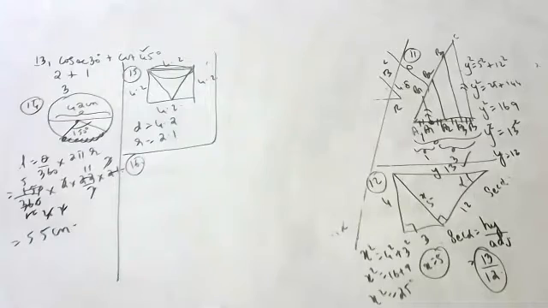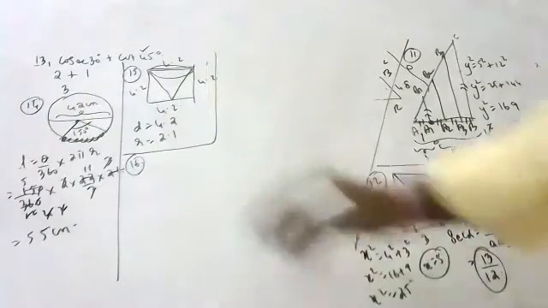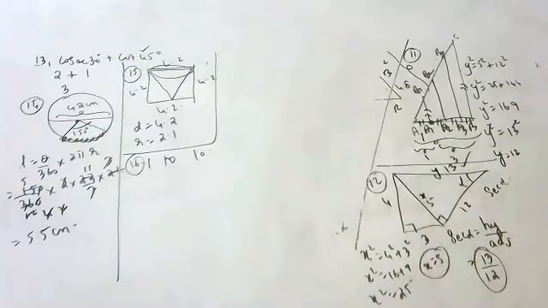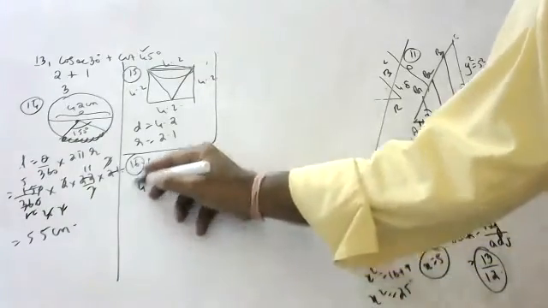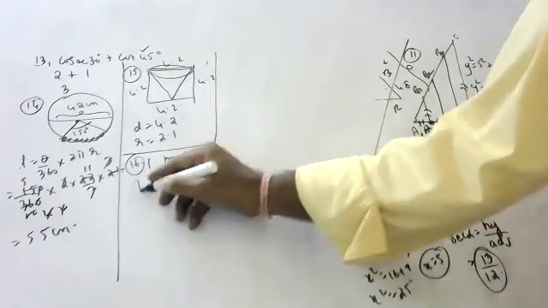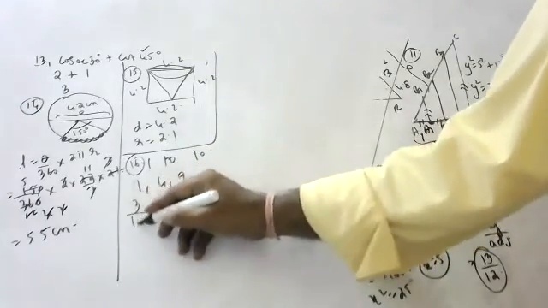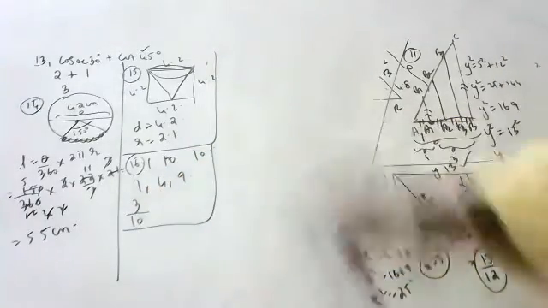Find the probability of getting a perfect square number from 1 to 10. From 1 to 10, how many perfect squares are there? 1, 4, and 9. So 3 by 10 is the probability.